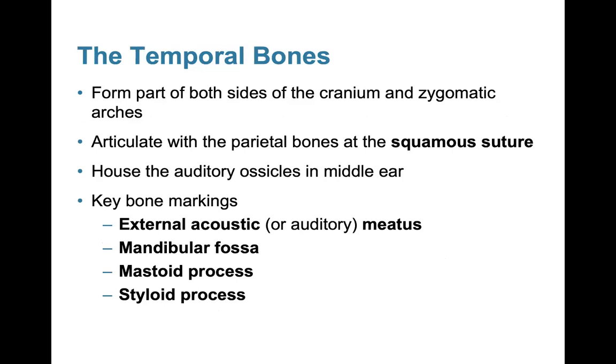The temporal bones form part of both sides of the cranium and the zygomatic arches. They articulate with the parietal bones at the squamous suture. They will house the auditory ossicles in the middle ear, and key bone markings include the external acoustic or auditory meatus, the mandibular fossa, the mastoid process, and the styloid process.